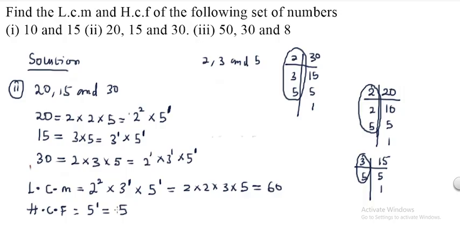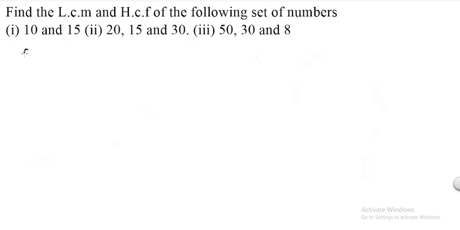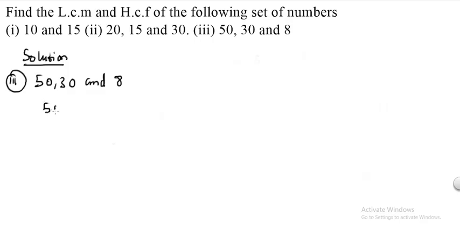Let's take one last example to wrap up LCM and HCFs. For the last example, we are told to find the HCF and LCM of 50, 30, and 8. Like we did before, we write each of the terms as a multiple of prime numbers. So we have 50 here, 30 here, we have 8 here.